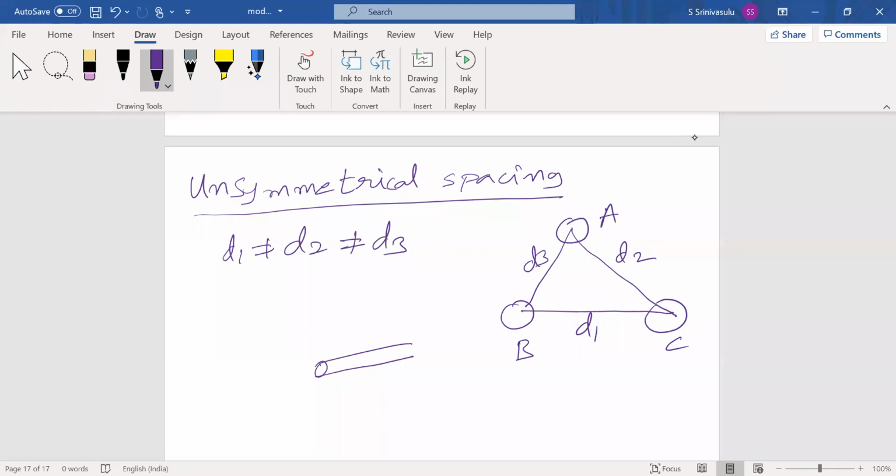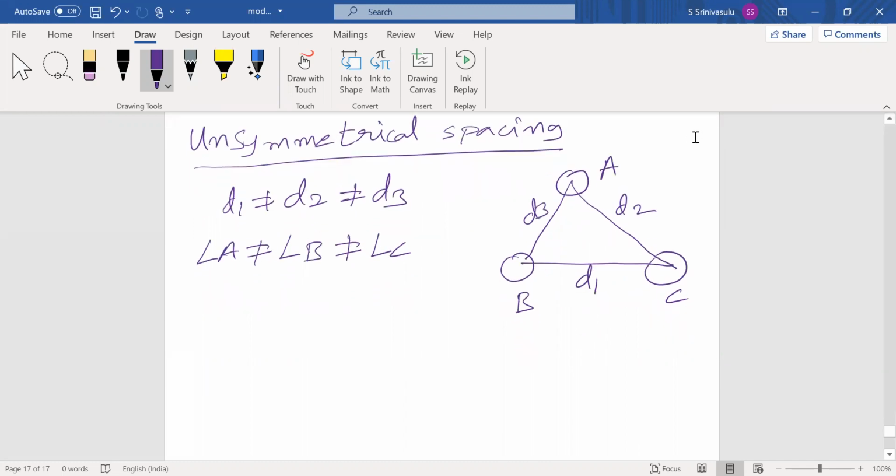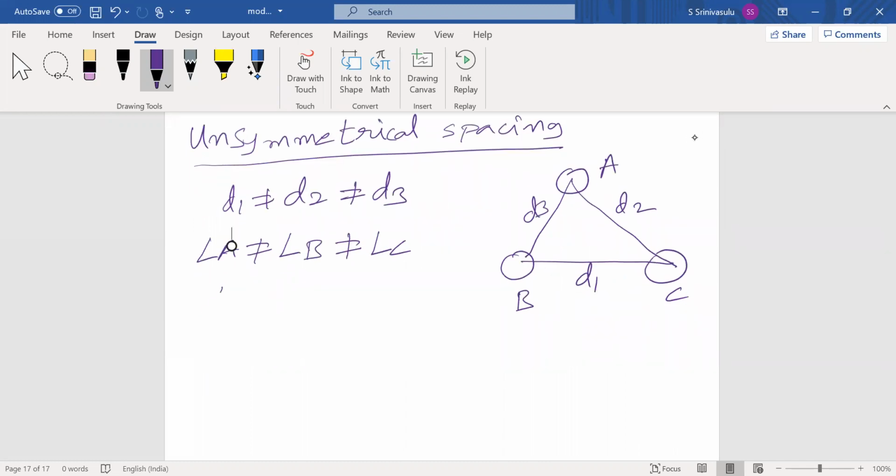Now what is the disadvantage of this unsymmetrical spacing? In case of unsymmetrical spacing, the inductance per conductor is also not equal. L_A is not equal to L_B is not equal to L_C. When the inductance is not equal, what happens? The inductive reactance X, what can we write? X_L equal to 2 pi f L. That is called inductive reactance.